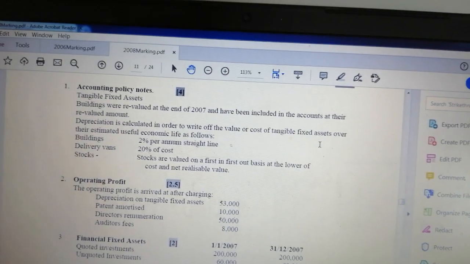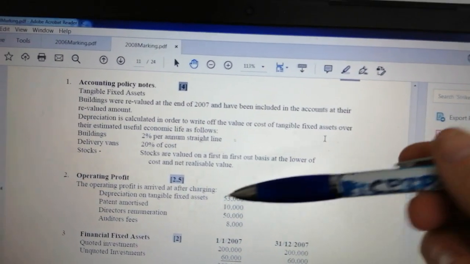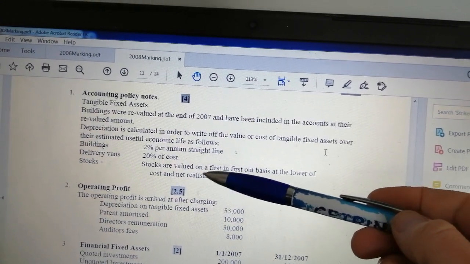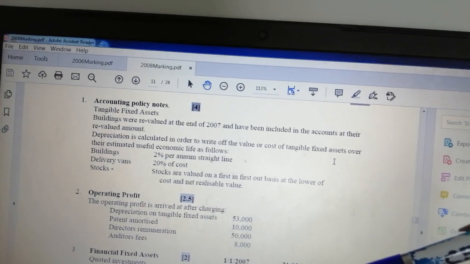It'd be €100. Okay. So again, unfortunately, I don't like to see you learning stuff off by heart, but you have to, because they're just looking for these exact words in this accounting policy note.